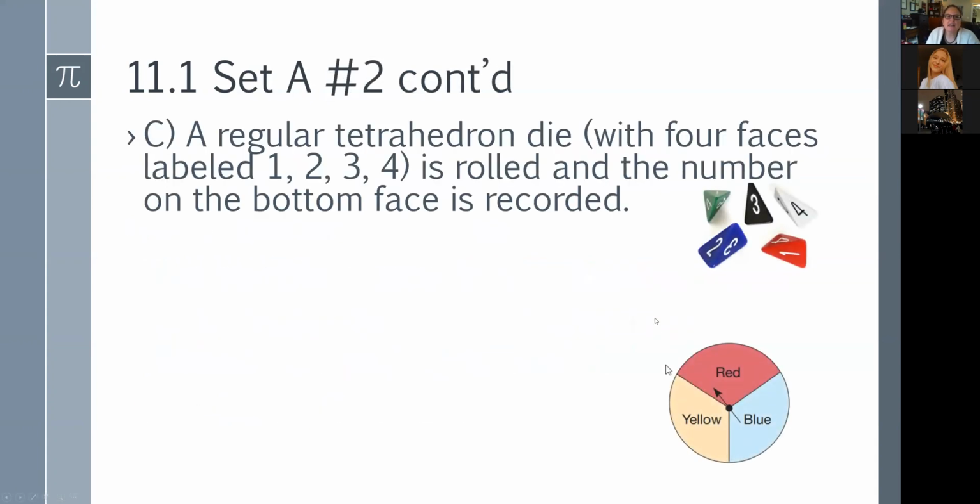Part C says a regular tetrahedron die. Okay, die is just the singular of dice. And so we just have one, and it has 4 faces that are labeled 1, 2, 3, 4, is rolled, and the number on the bottom face is recorded. So the possible outcomes are 1, 2, 3, and 4. It's just what can you get?